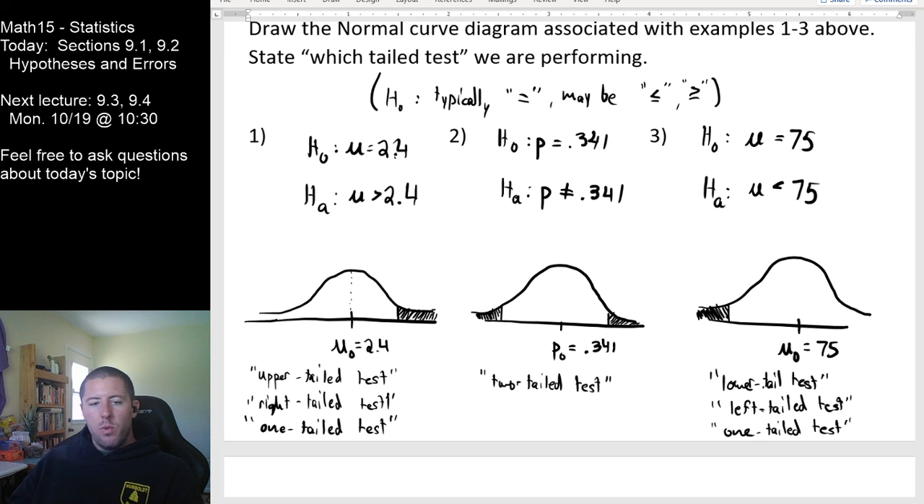So your job this week is to make sure that you are fully down with the hypotheses that you're forming, understanding your errors, understanding the tails associated with your tests, so that we can perform our hypothesis testing next week. That's all I got for you today.